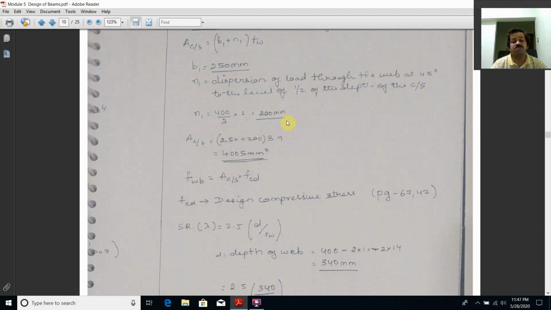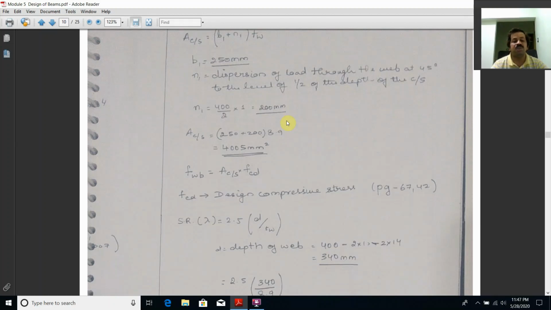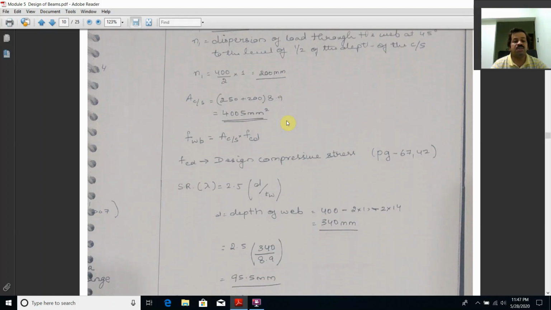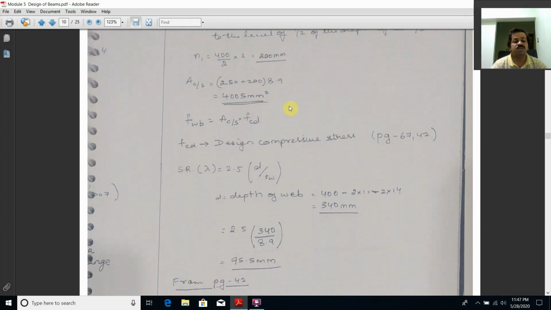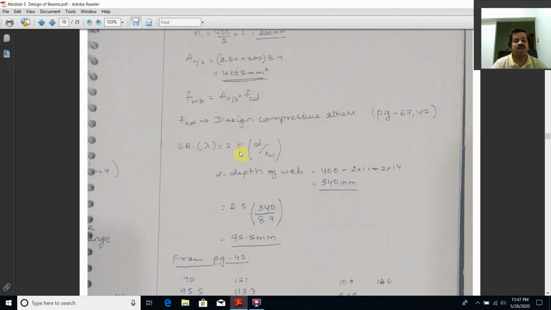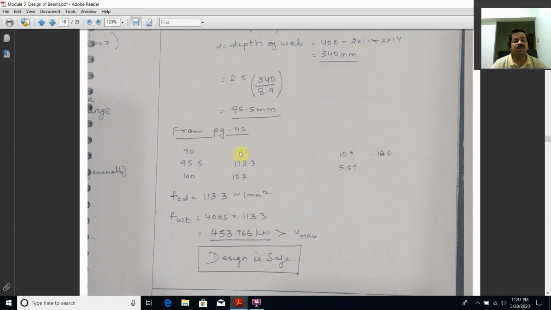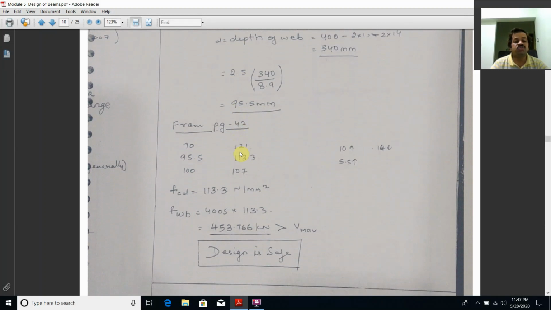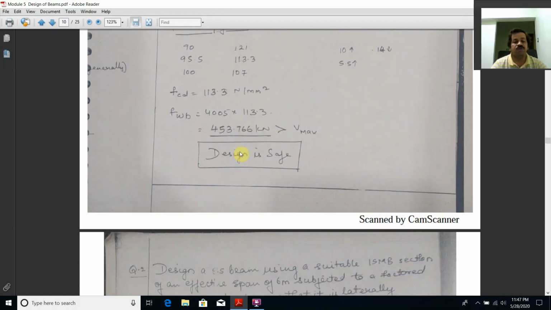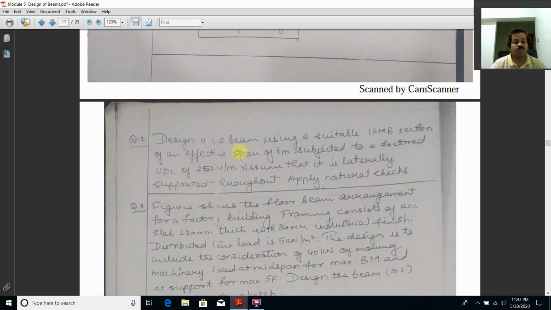Then refer to page 67, it is a buckling class C, so refer to page number 67 and get the buckling, and this formula you have to remember, 2.5 d times tw. Find out the FCD, apply that, so you get the stress with 459 shear force, which is more than the actual shear force, hence it is safe. So this is regarding the design problem.